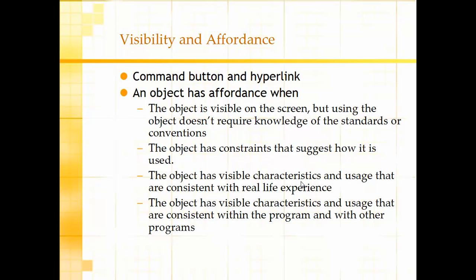You can take this example of how visibility and affordance play together: a command button and a hyperlink. When you look at a command button, it has raised borders and people know that it has to be clicked. A hyperlink on a web page is something different from the other text, and people know that it has to be clicked.